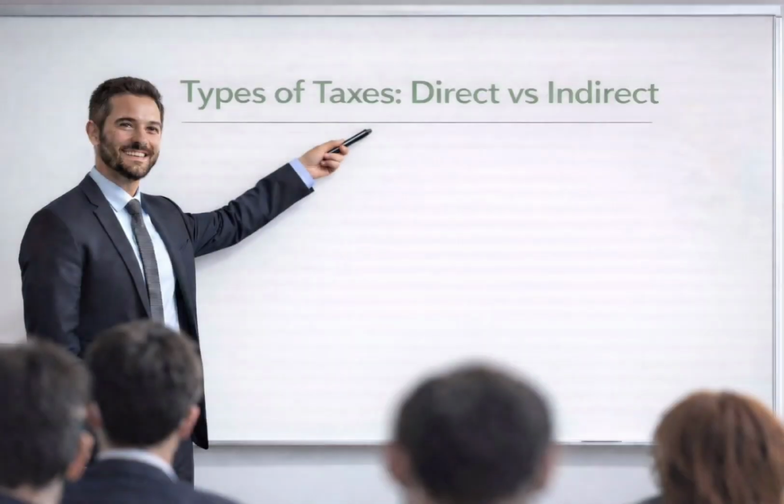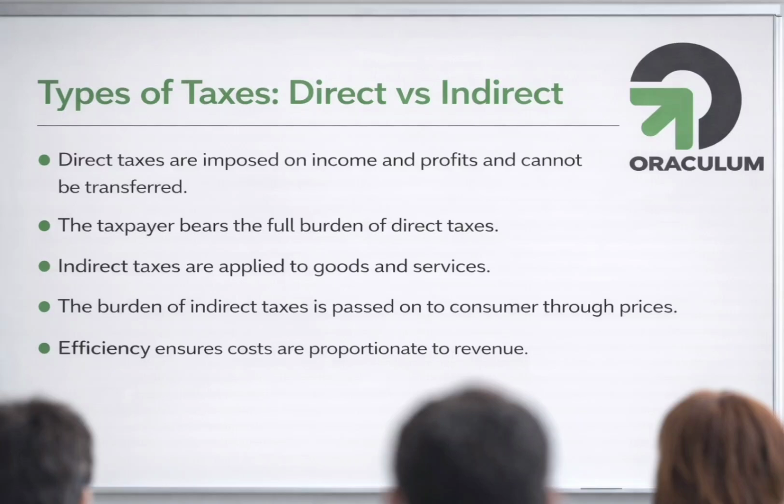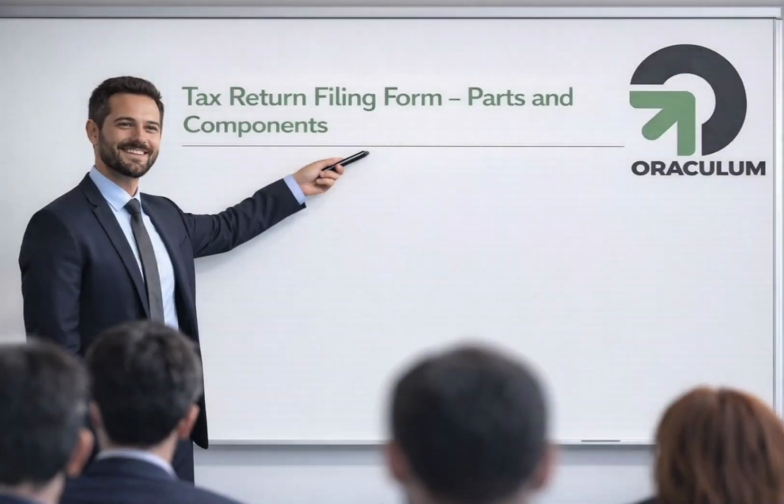Types of taxes: direct versus indirect. Taxes are classified based on who bears the burden. Direct taxes are imposed on income, profits, or wealth, and cannot be transferred. Indirect taxes are applied to goods and services and are embedded in prices, allowing the burden to be passed to consumers.